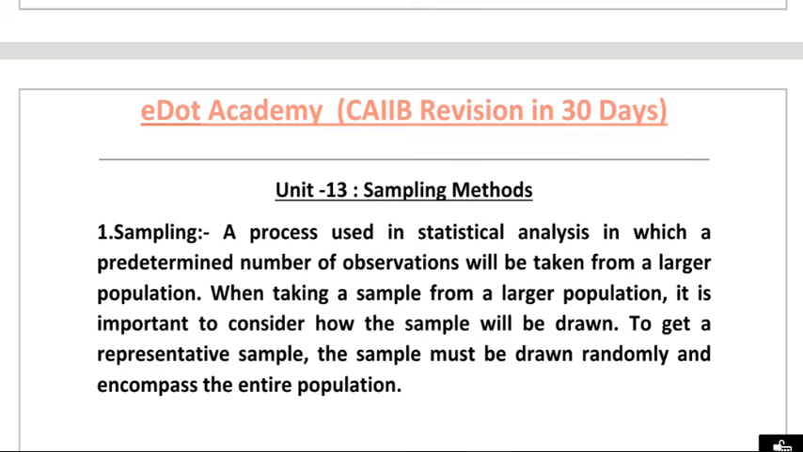So let us start. Next chapter is sampling methods. Before that we have to know what is sampling. Basically it is a process used in statistical analysis in which a predetermined number of observations will be taken from a larger population, because it's not possible to draw results or analysis from a larger population. So what we do, we collect a sample from the larger population, and the process of selecting this sample is called sampling.